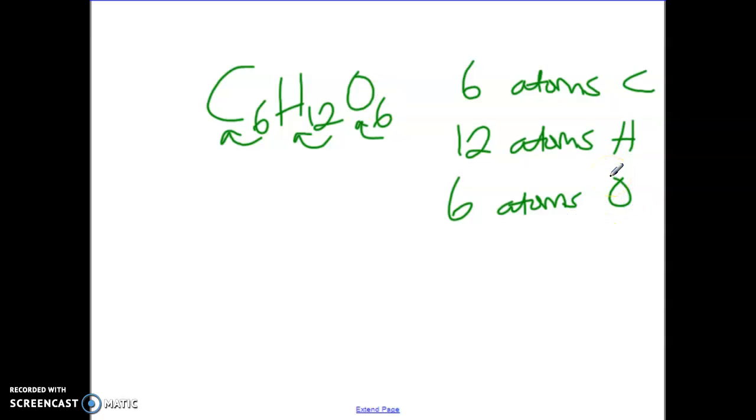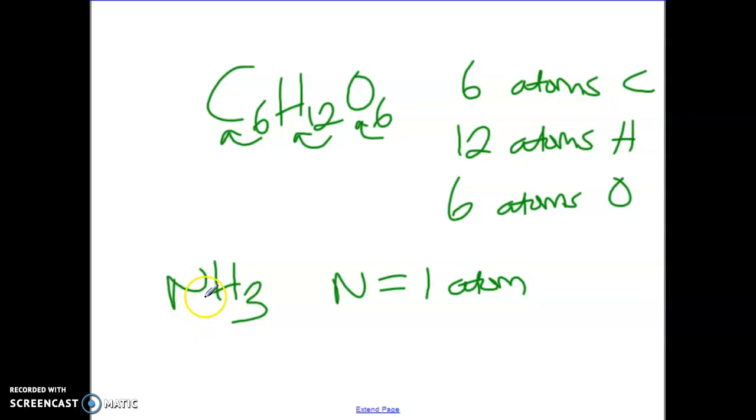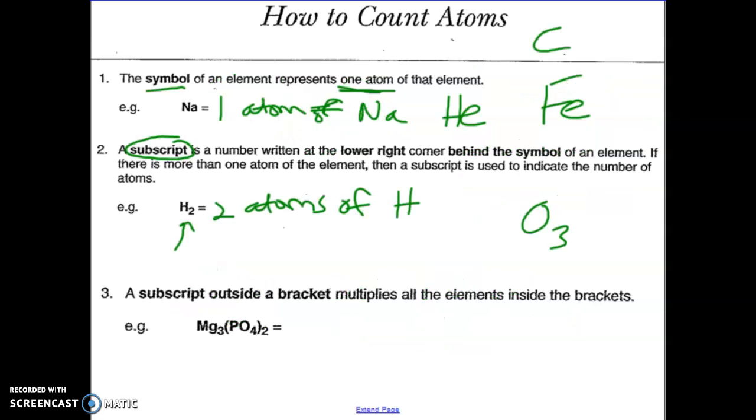Now, you can have a combination, some with a subscript and some without. So, for example, if I had NH3, my nitrogen means that I have only one atom of it, since there's no number. Remember the symbol, going back to the first rule, the symbol automatically means 1. And then for hydrogen, I have 3 atoms because it has the subscript. So no subscript means 1 automatically. If there's a subscript, that tells you how many atoms you have for that particular element. Okay, so it's a subscript.